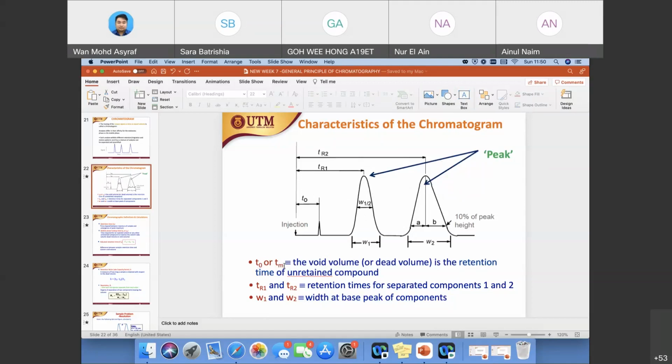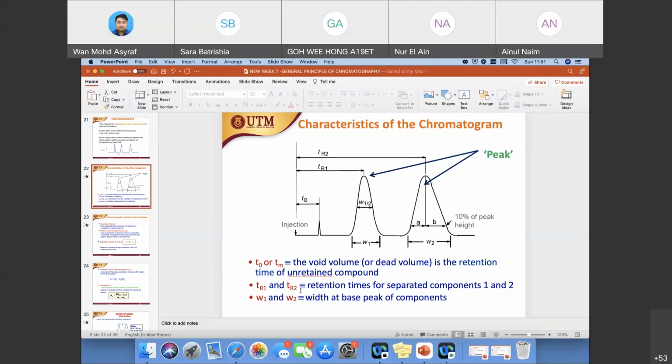T0 or TM, we can call it the void volume or the dead volume, which is the retention time of the unretained compound. That means a compound that does not have any interaction with your stationary phase. So we call it T0 or TM, which is the void volume. In this case, this small peak here is what we call T0.